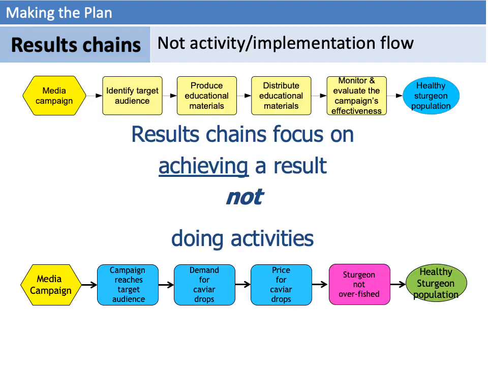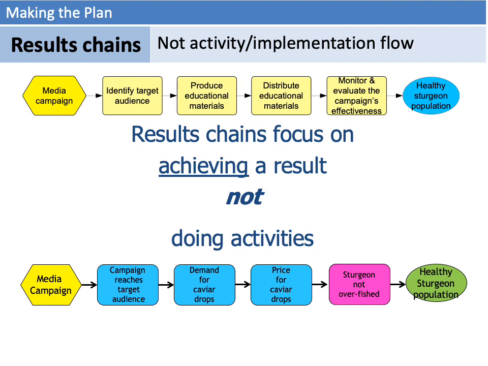What do we mean by results chains not being an activity or implementation flow? In the top diagram here, you can see we've got a media campaign on one end and a healthy fish population on the other. If we use the if-then process for looking to see whether it's logical, we can say, if we run a media campaign, then we will identify the target audience. If we identify a target audience, then we will produce education materials.